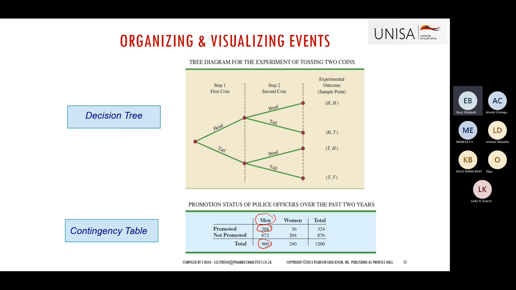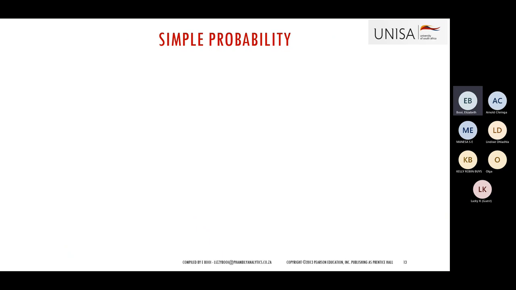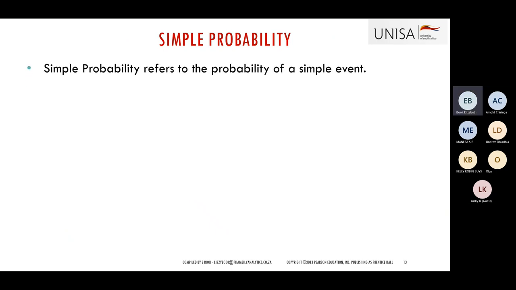That will be, we have 1,200 police officers, but this is how you visualize events. Now, let's look at examples of how we calculate simple probabilities. A simple probability, like we said previously, relates to a simple event, an event where there is only one single characteristic. So a simple probability refers to the probability of a simple event of that one simple characteristic.